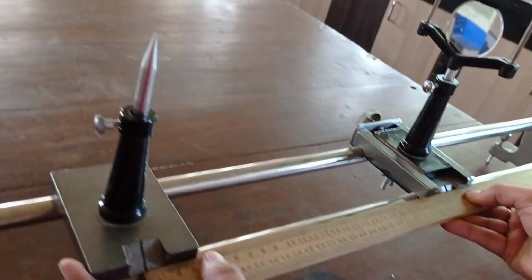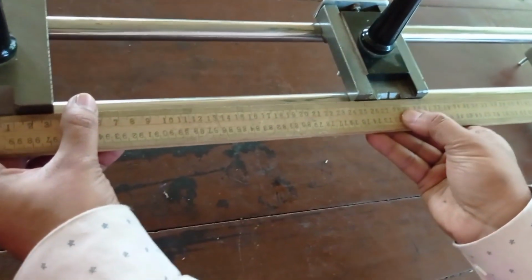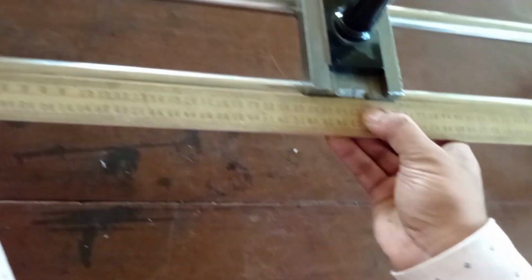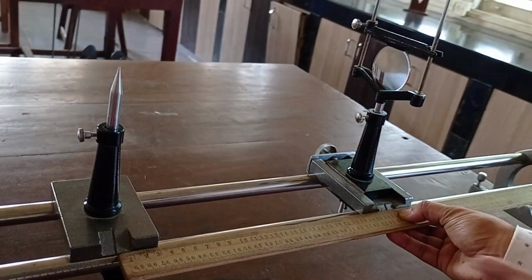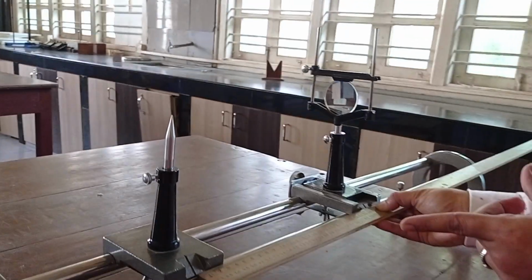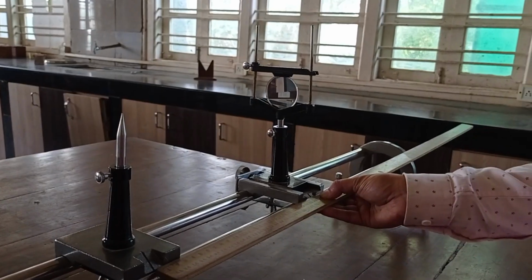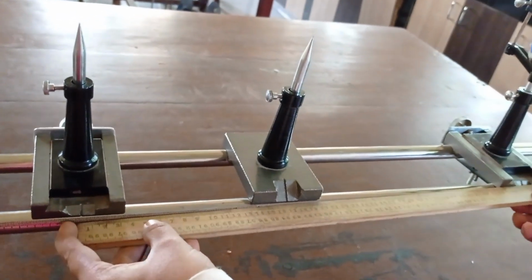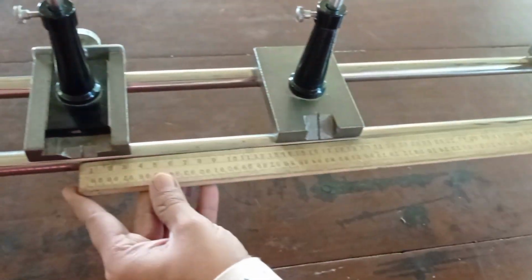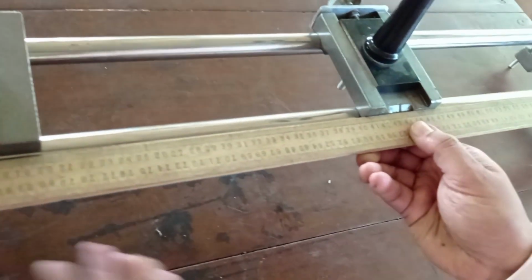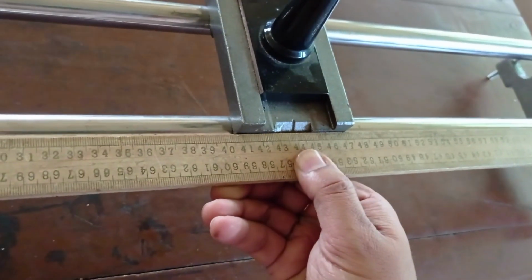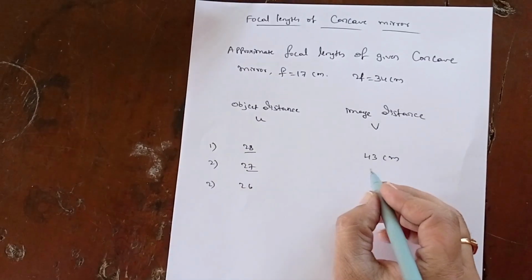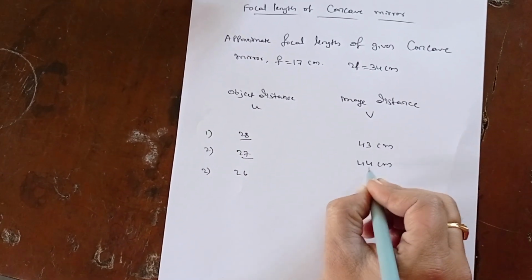Now I am showing another distance here. I kept it at 27. Now it is 27, this is the object distance. For this object distance I am finding the image distance now. The image distance is now 44 centimeter. 1 centimeter has been increased. Now it is 44 centimeter as the image distance.